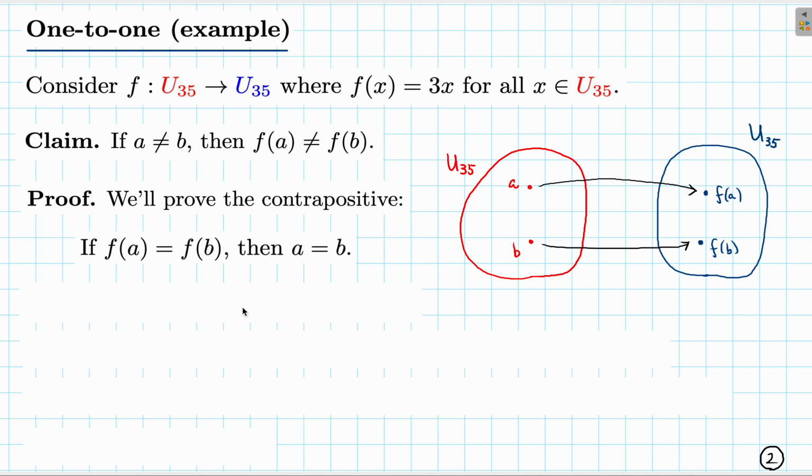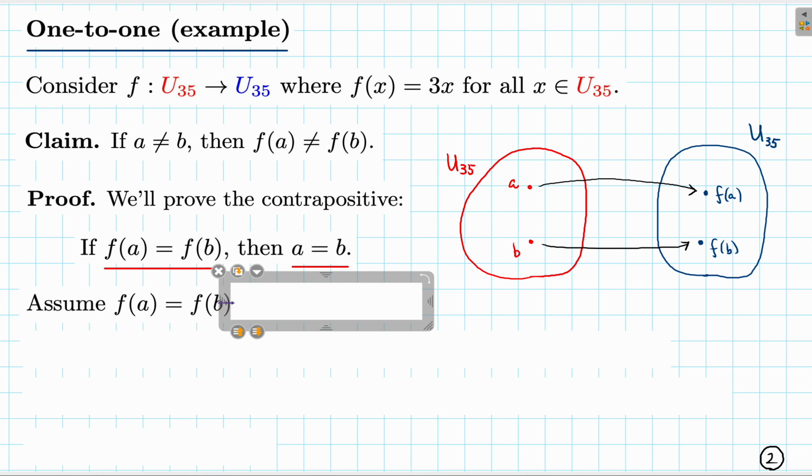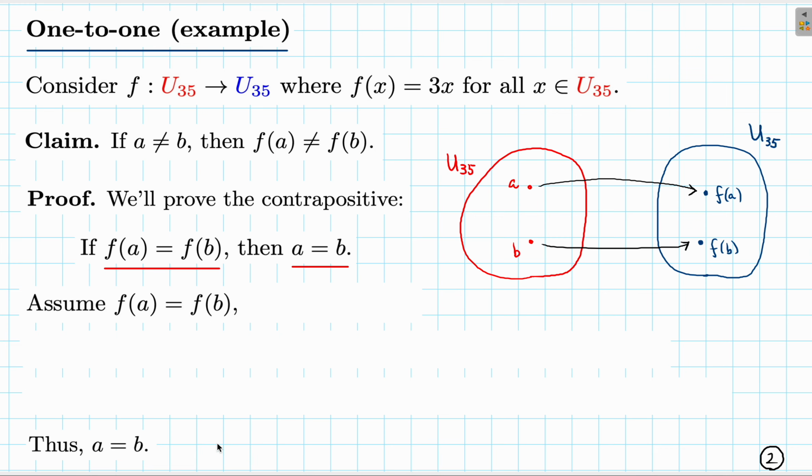We'll start with identifying our hypothesis and our conclusion. That gives us the first and the last lines of the proof. Here's our very first line: assume f of a equals f of b. And our very last line is thus a equals b. Now, f of a equals f of b translates to 3a equals 3b.